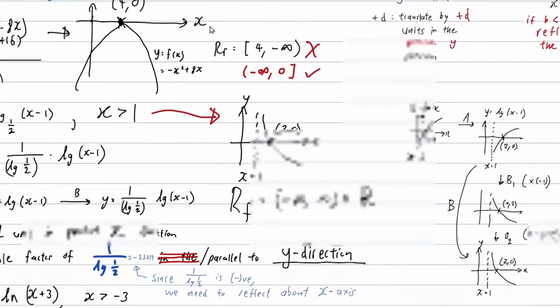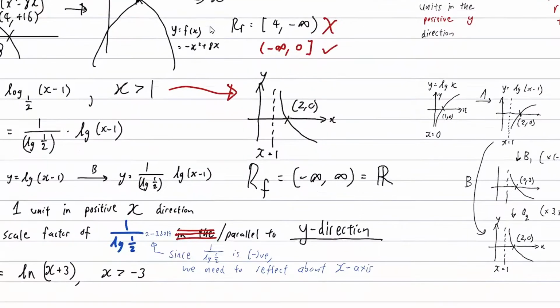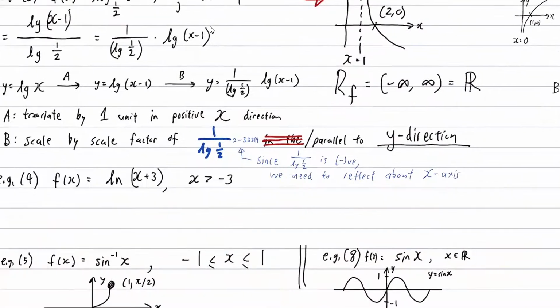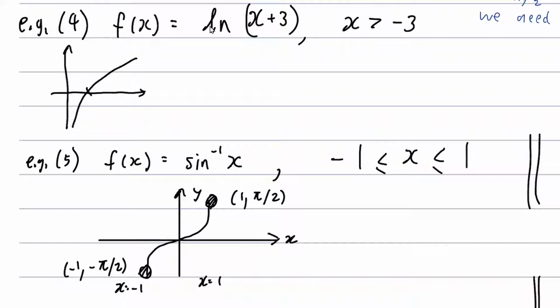Okay, next one, ln(x + 3). How to draw the graph without a GC? ln x is like this. Asymptote x equals 0. This one is (1, 0). Of course, x equals 0 is just the y-axis. This is y equals ln x. But that's not what we want. We want y equals ln(x + 3).